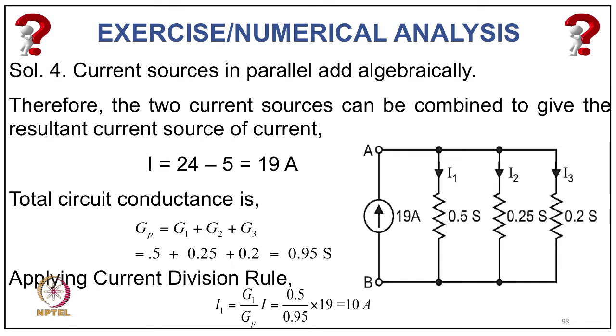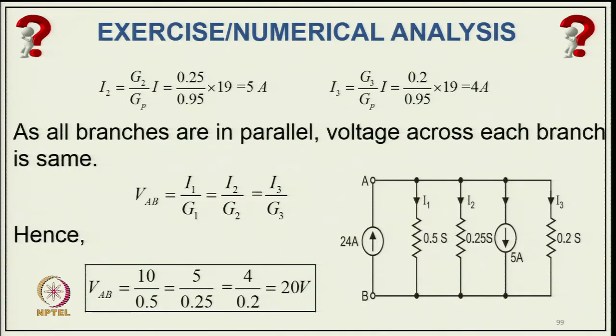Current sources in parallel add algebraically, therefore, the two current sources can be combined to give a resultant current source of I equal to 24 minus 5 equal to 19 ampere. It is shown between A and B, and total circuit conductance will be the sum of all three, G1, G2, G3, Gp equal to 0.95 Siemens, and applying the current division rule, I1 is G1 upon Gp into I, that is 0.5 divided by 0.95 into 19, that is 10 ampere. Similarly, I2 will be G2 upon Gp into I, that is 0.25 divided by 0.95 into 19, that is 5 ampere, and I3 will be G3 upon Gp into I, so that is 0.2 divided by 0.95 into 19, 4 ampere.